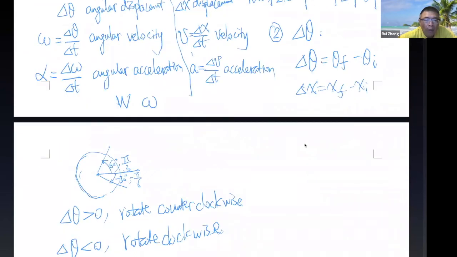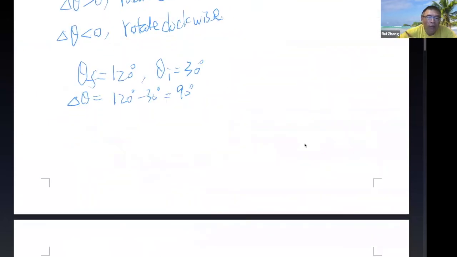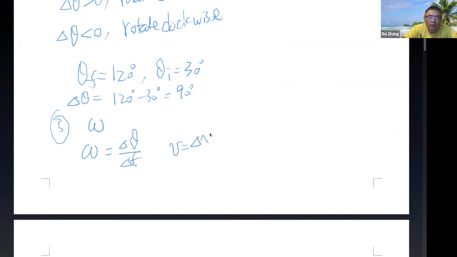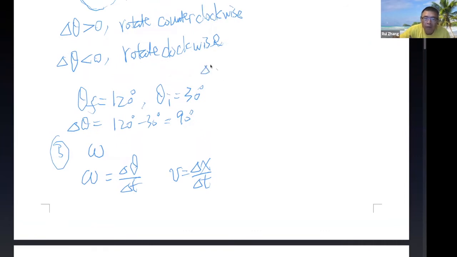So that's about angular displacement. Next, let's move on to angular velocity, omega. By definition, omega equals delta theta over delta t. This is very similar to v equals delta x over delta t. So, similar to v, omega measures how fast the rotation is. The bigger omega you have, the faster the object is moving, so that's a pretty clear physical meaning. And again, you could have a direction. Delta theta is a vector.